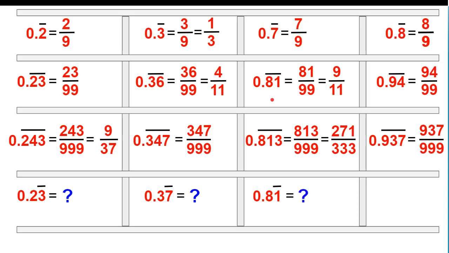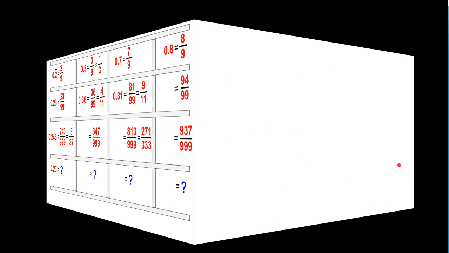0.81, as opposed to 0.81 where these two digits, the 8 and 1, are recurring: 81, 81, 81. In this case, only the 1 is recurring. We'll see how to deal with it. And 0.95 where only the 5 is recurring. How do you solve it? How do you simplify it? How do you convert it to a simple fraction? Let's see.